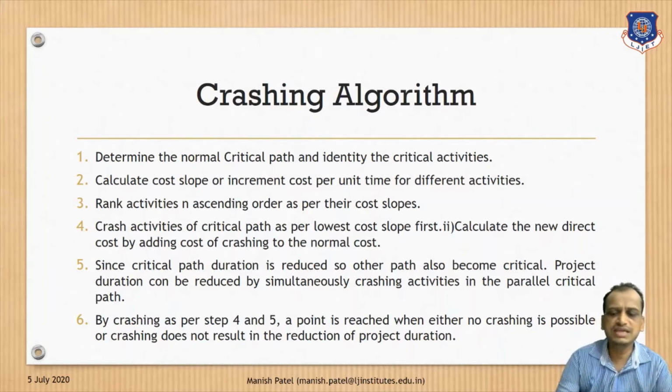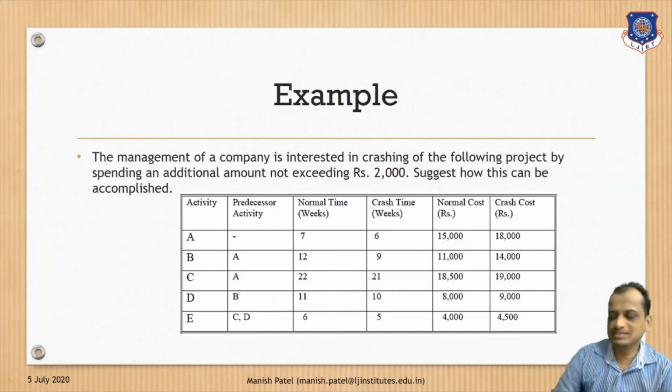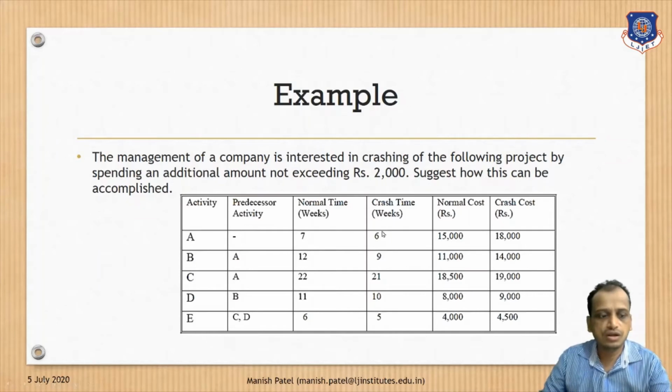Here we will see an example so that you can easily understand network crashing. The example is given where the management of a company is interested in crashing the project by spending an additional amount not exceeding 2000 rupees. Meaning the company has given the condition that you can reduce the project duration, but it should not levy an extra cost on the company of more than around 2000 rupees. Clear? So we have to suggest how we can achieve this.